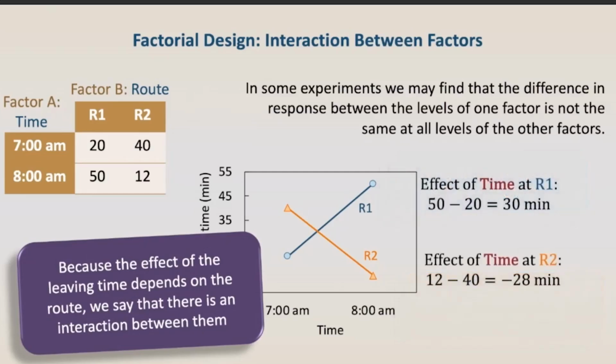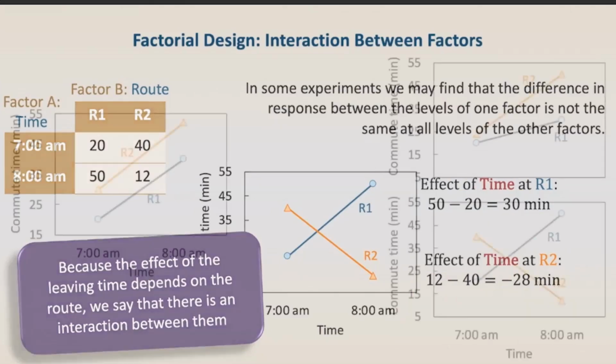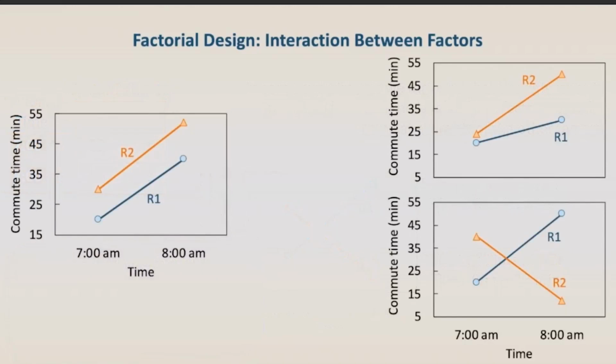The effect of the leaving time at route 1 is 30 minutes, and the effect of the leaving time at route 2 is minus 28 minutes. Interactions between factors can be easily spotted in graphs. In the graph on the left, the increase in the commute time by leaving at 8 a.m. is roughly the same using either route 1 or route 2. There is no interaction, and the lines showing the effect of the leaving time are approximately parallel.